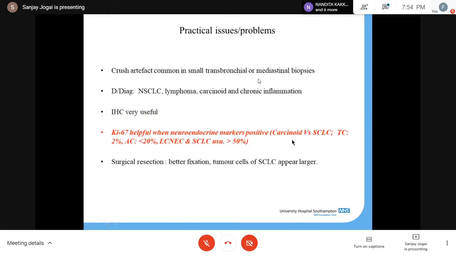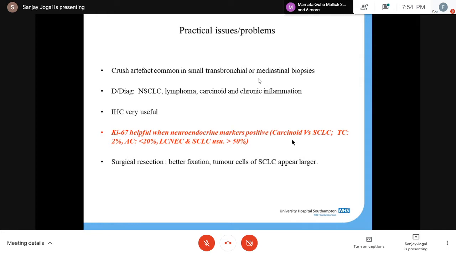Now, a few practical problems that we encounter on a fairly regular basis when dealing with small biopsies. The differential diagnosis that one comes across as a practical problem is: is this a small cell carcinoma or is it a lymphoma? That is the single most important thing you have to distinguish, because both have different management options.